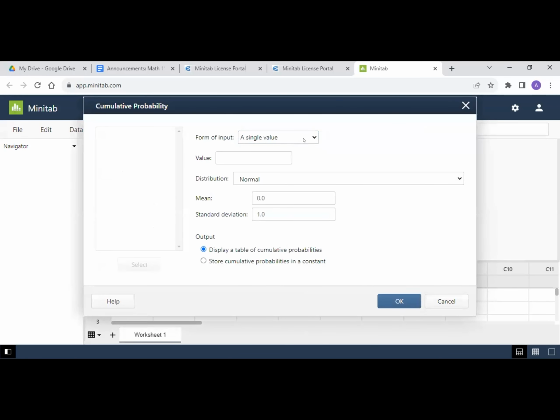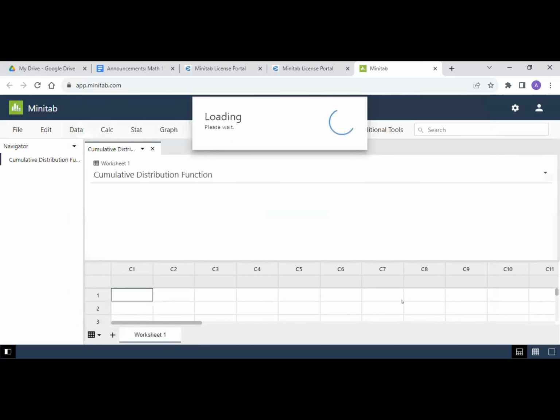The form of input, we're going to leave as a single value because we're just going to type in a number we're interested to find. What do you think is going to go in for the value? 0.75, right? Because that's what we're interested in finding the probability of. The distribution, there are tons of distributions that we can use. It's default set to normal, so we're just going to keep it as normal. Do my mean and standard deviation look good? Yeah, right. Since we're dealing with a z-score, the mean is 0, the standard deviation is 1. Output, we're going to leave the same, and we're just going to click OK.